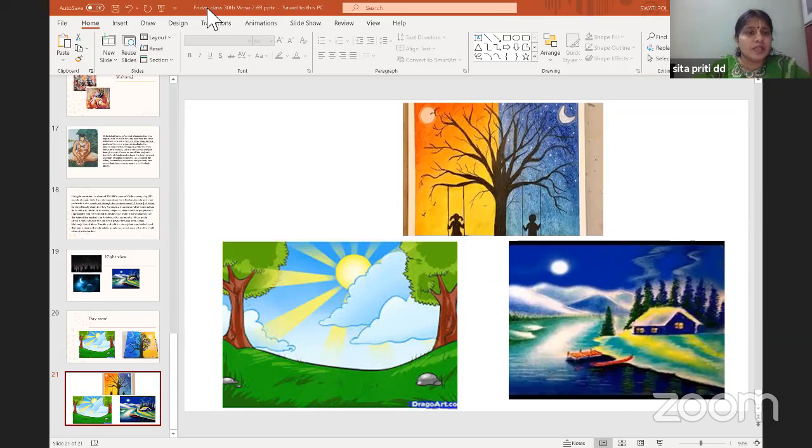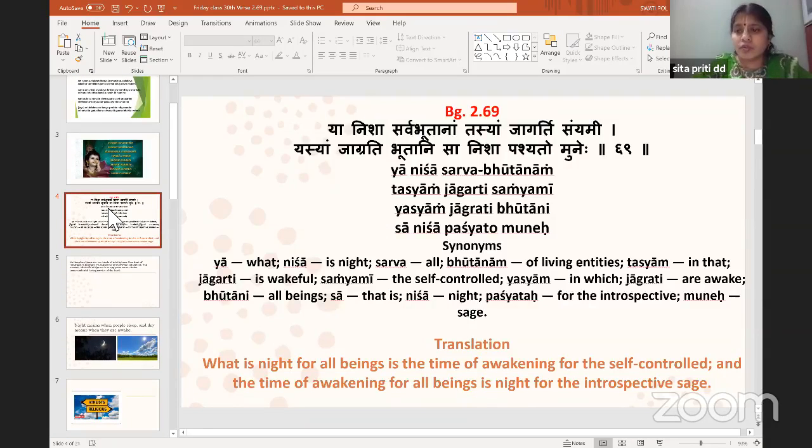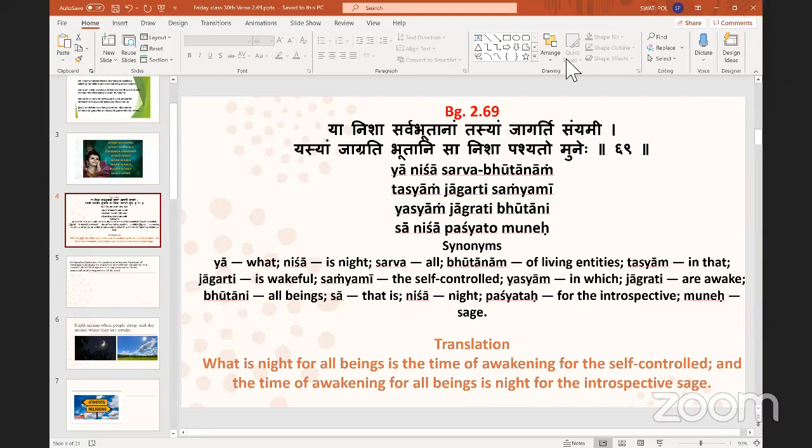If anybody has any query, let me know in between. We will go back to our verse and then try to see why we are doing this drawing along with it. When we read this verse, are there any words whose meaning you know? What are we drawing today? We are drawing day and night. Nisha means night. Now again we are going to play our game.